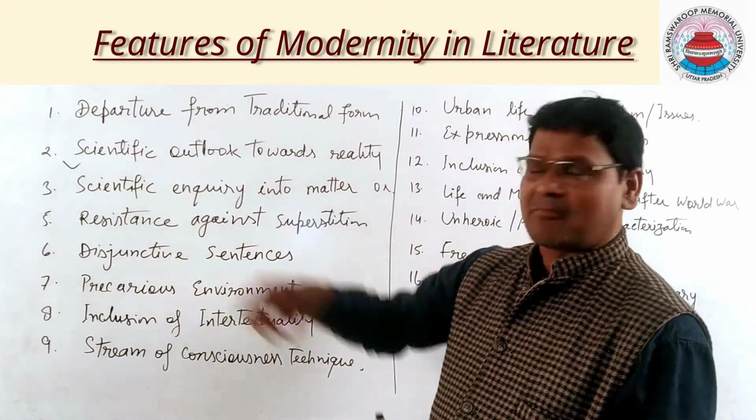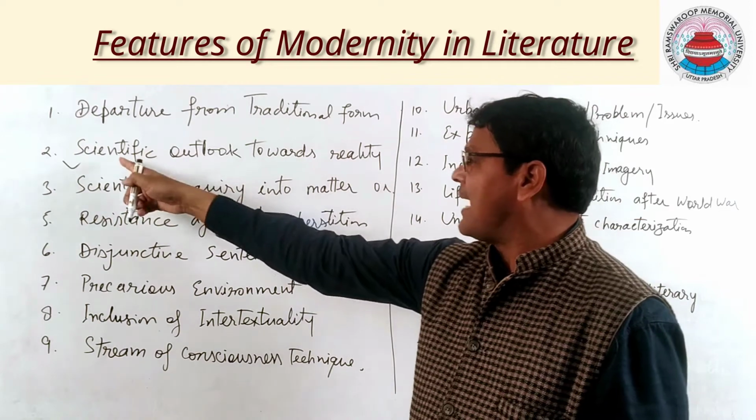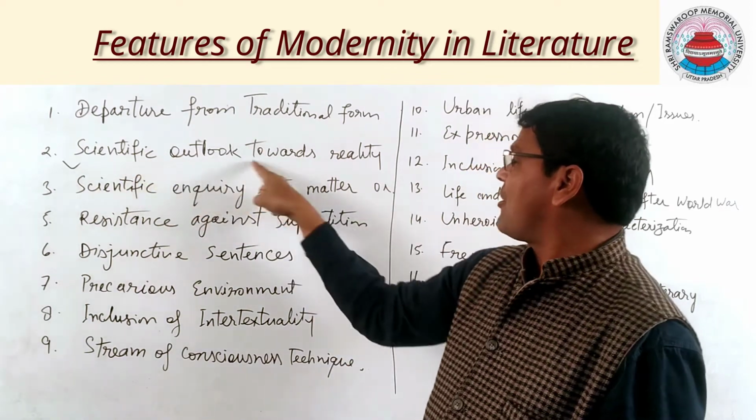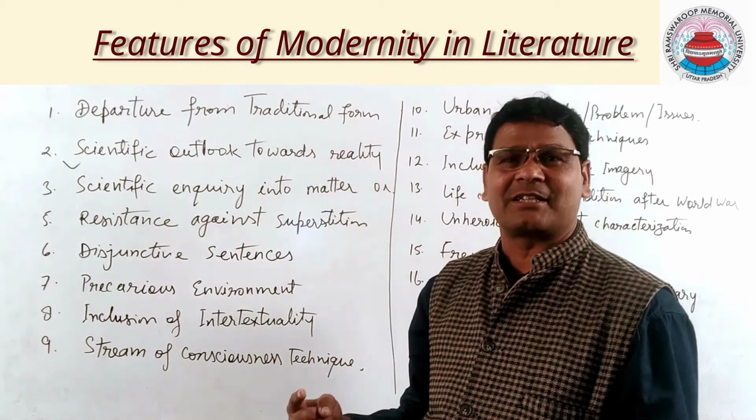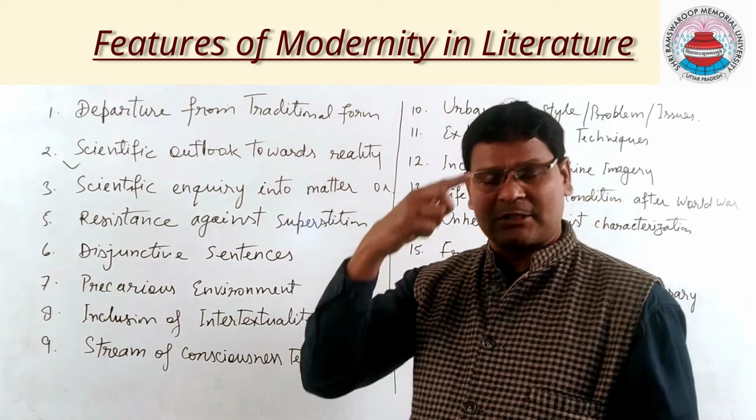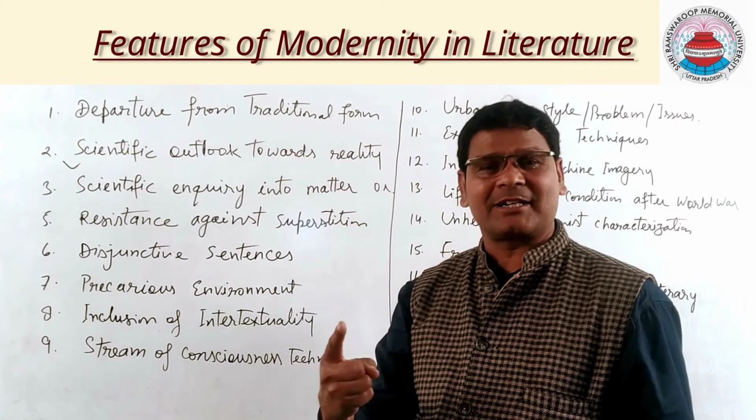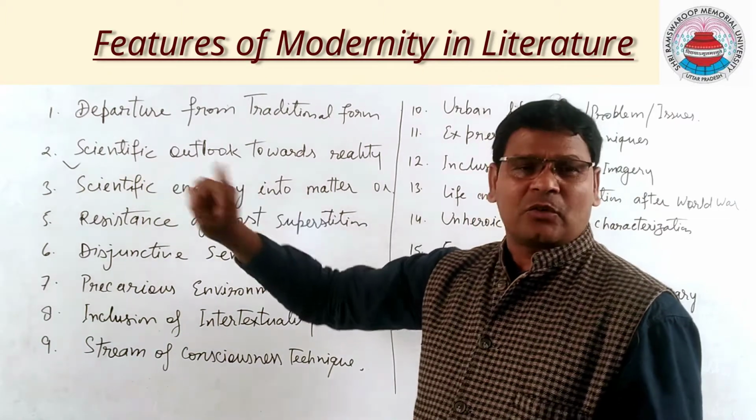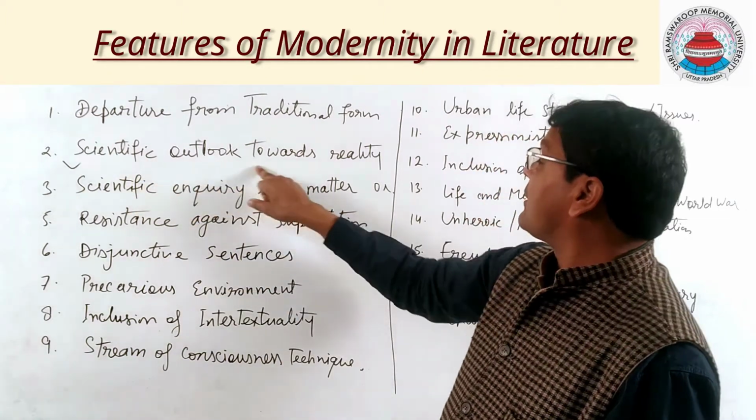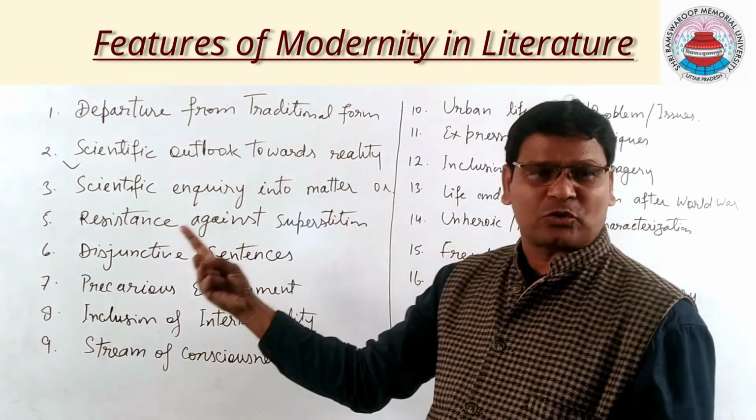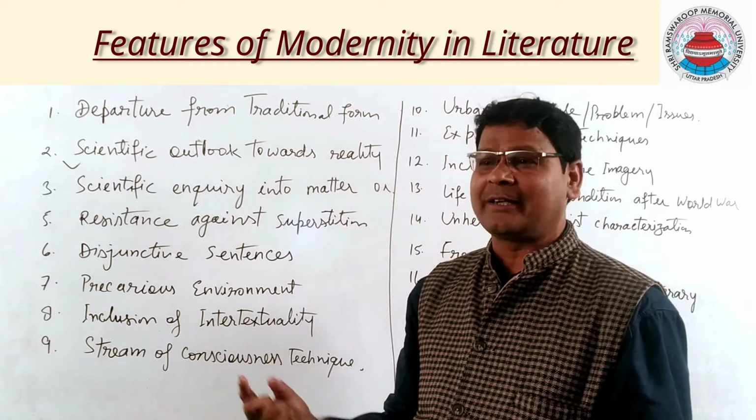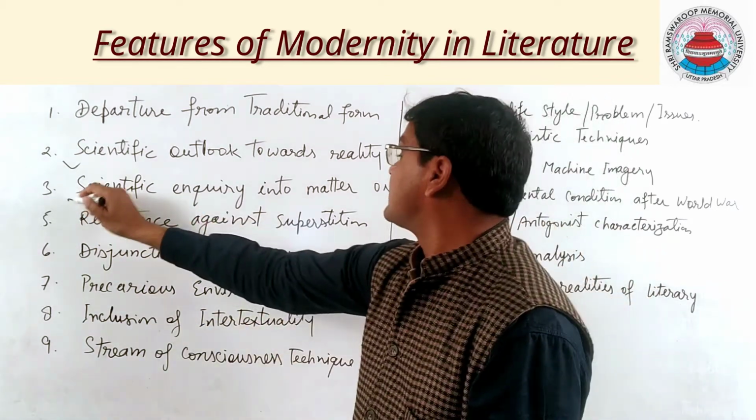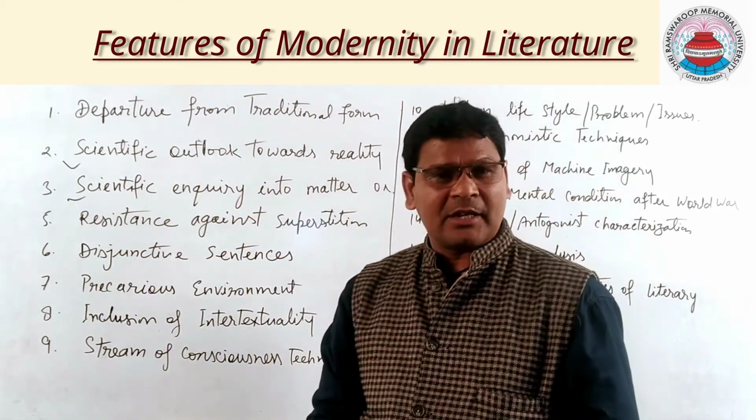But in the modern age, that cannot be believed. Because of so many scientific discoveries and innovations, people's minds have become rational. They wanted critical inquiry into things, and that is why towards every reality there is a scientific outlook, and that is also visible in almost all the literary texts produced in the modern age. Another feature is this scientific inquiry into matter.